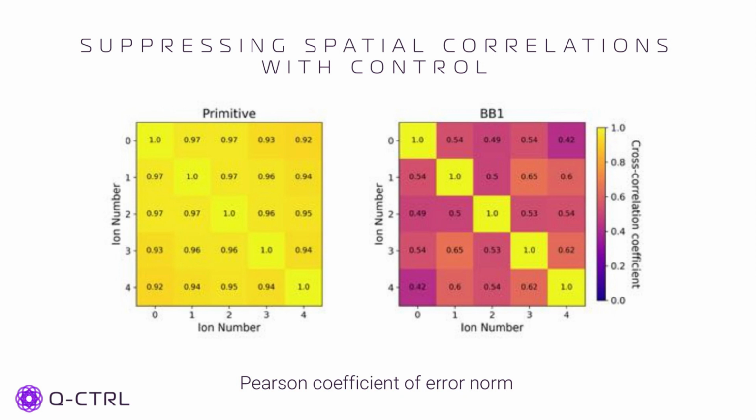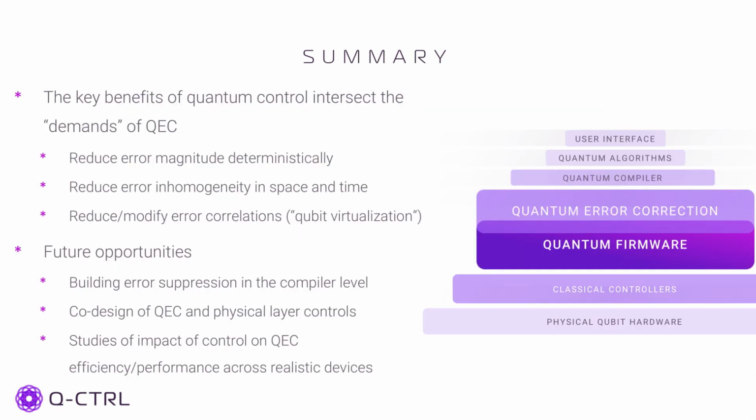But if you implement these dynamically corrected gates, you see that you can suppress errors in such a way that you also reduce the correlation. You're dominated now by the incoherent, by the uncorrelated or stochastic part of the noise, which is let through by these control solutions. So at this point, I'm pretty much done.